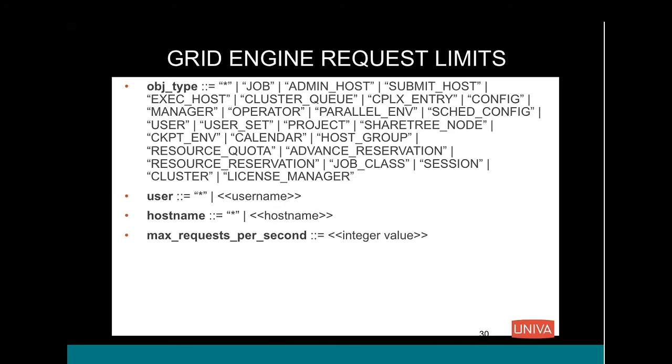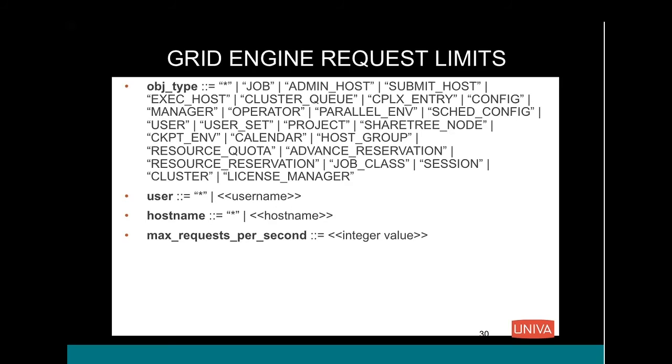Then there's the object type. An object type can be quite a lot of different objects, but it's very likely you'll use common ones like jobs. Then user can be all users or a particular user name, or host name can be all hosts or a particular host name. And then there's the rule, which is the max requests per second, which is some integer value.